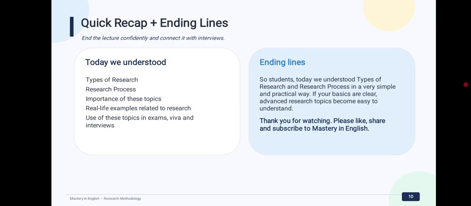So come to the conclusion part. So students, today we understood the types of research process. In addition to that, we understood importance of research. In addition to that, we also understood the real life example related to the research. We learned that different problems required different type of research, and research follows the proper systematic steps. These concepts are the foundation of research methodology, and if your basics are strong, advanced research topic becomes much easier.